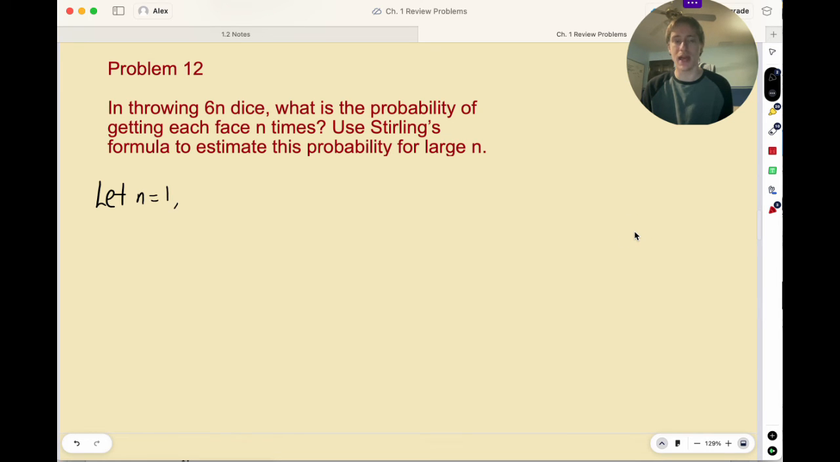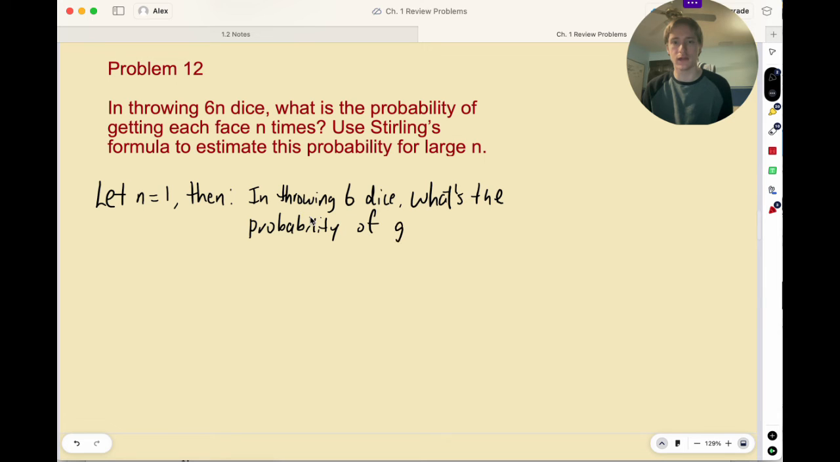Okay, so then I can reword the problem to say, in throwing 6 dice, we want to know the probability of getting each face one time. Well, that's not so bad, is it?